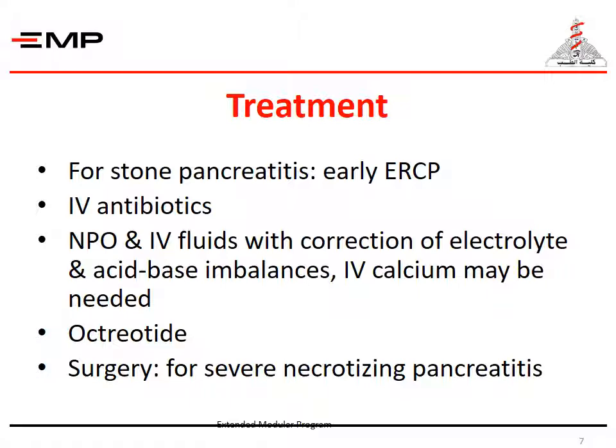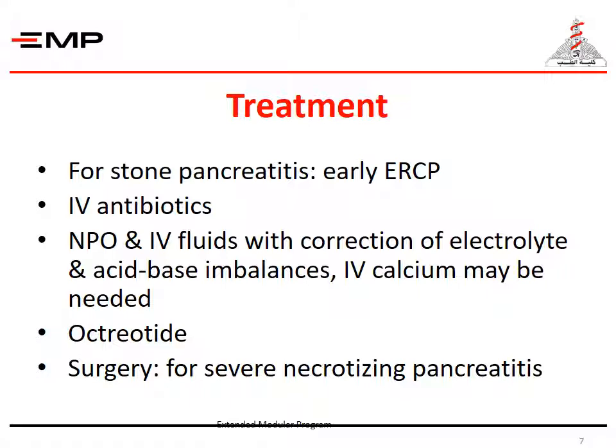IV antibiotics, usually a carbapenem or a third or fourth generation cephalosporin, are used even before signs of infection. As the patients are intolerant to oral feeding, treatment includes NPO with or without insertion of nasogastric tube to prevent vomiting.